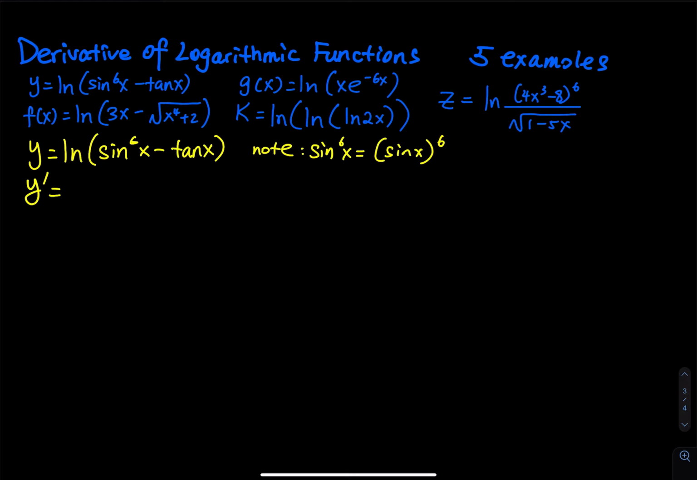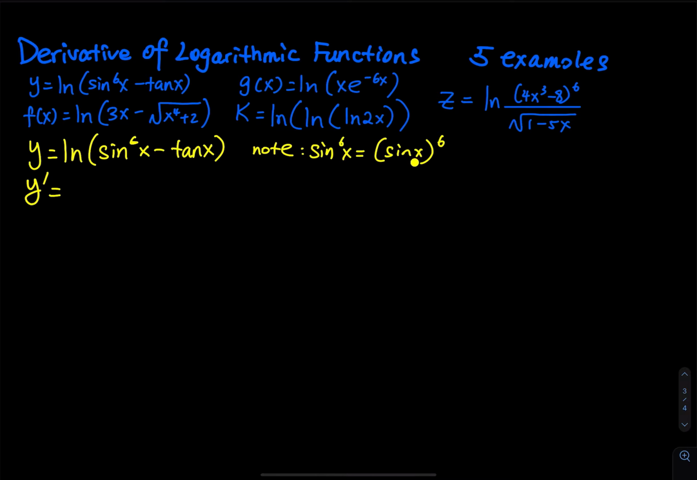We have 5 examples regarding the derivative of logarithmic functions. The first example is ln of sine to the 6th power of x minus tangent x. So the sine to the 6th power, take the 6 out. That is sine of x raised to the 6th power. The 6th power has nothing to do with the x. So this one means whatever x is.